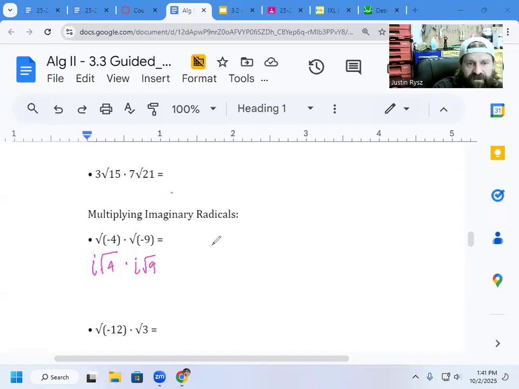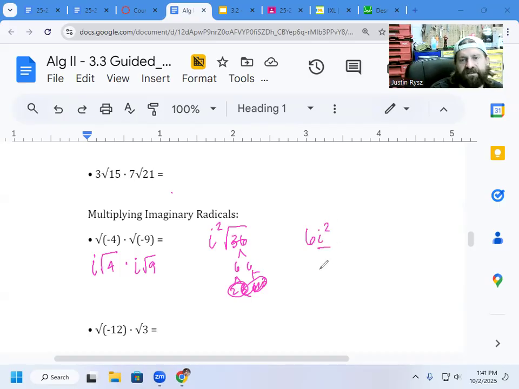When we multiply these together, we get i squared times radical 36. The square root of 36 is 6, but if we were going to break that out, it's 2 and 3, 2 and 3, so the 2's and 3's break out. So really we get 6i squared.